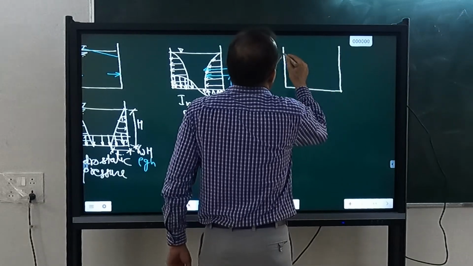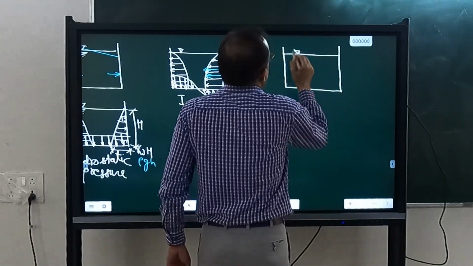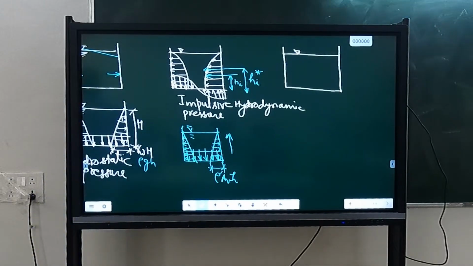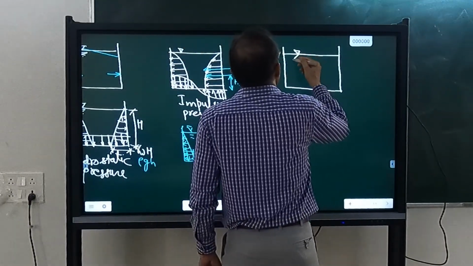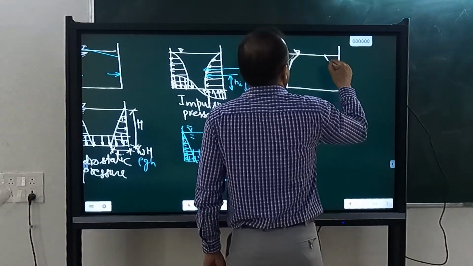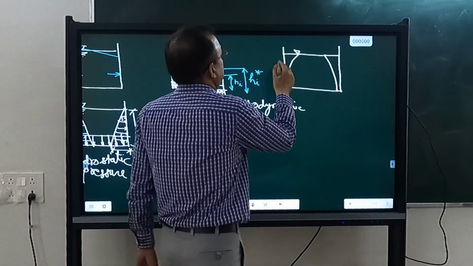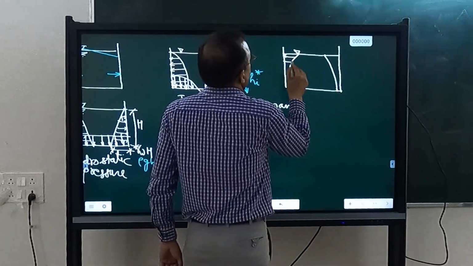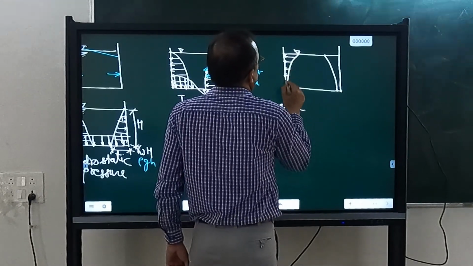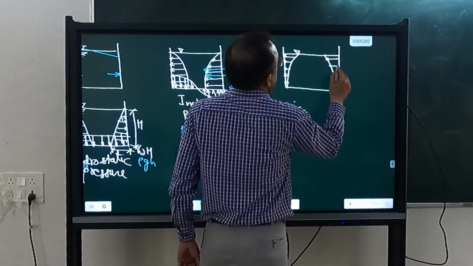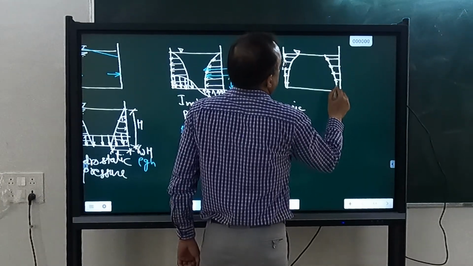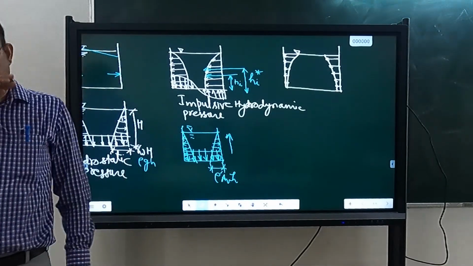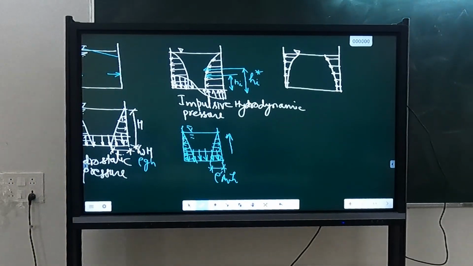As I told you, the convective motion is occurring in the top portion of the water. So at the top, that pressure will be more and it will reduce as the depth increases. Okay. This also will have pressure on one wall and suction on the other one.